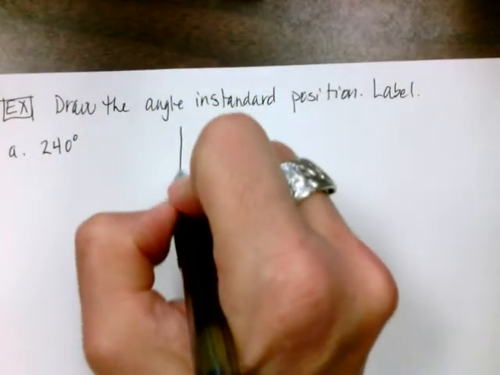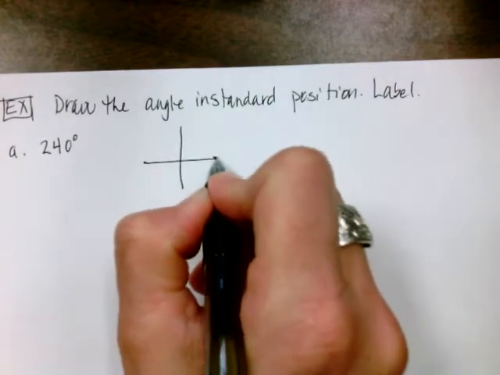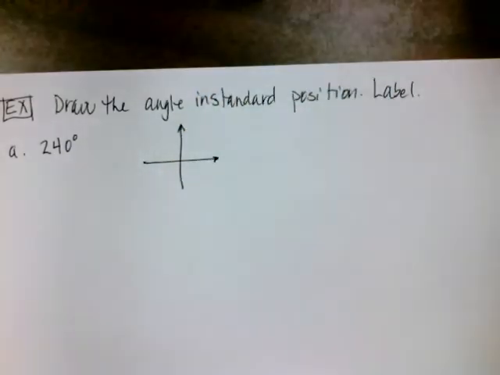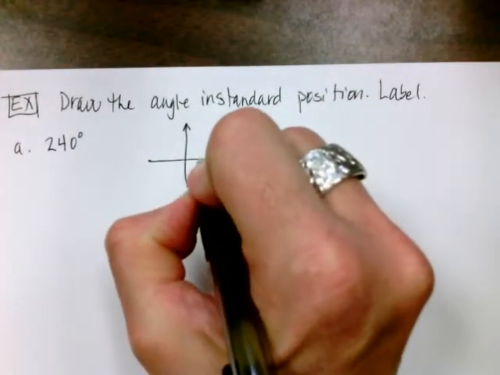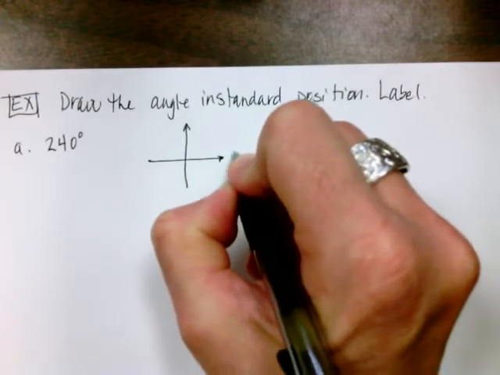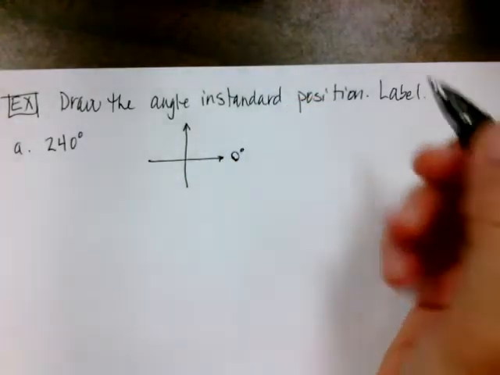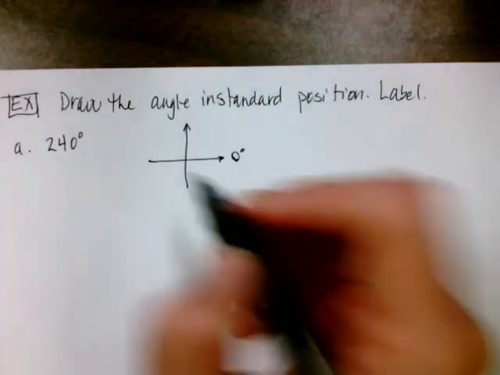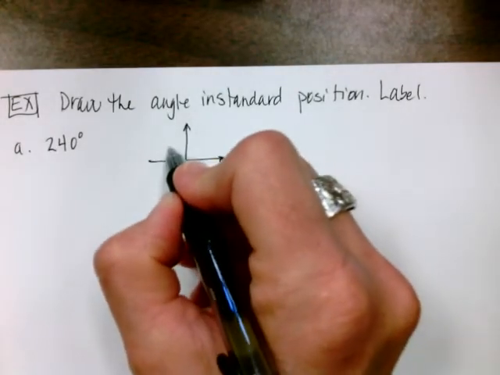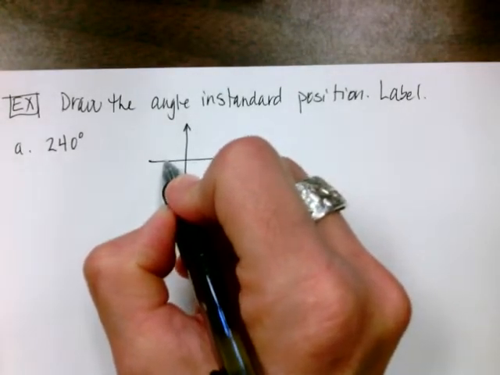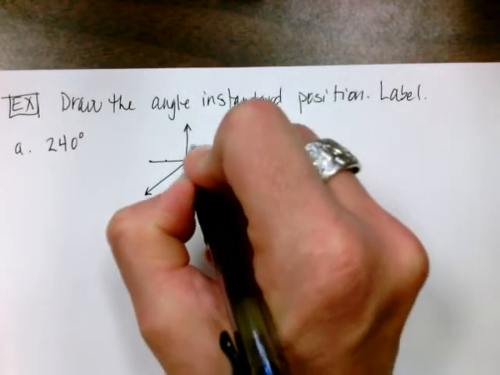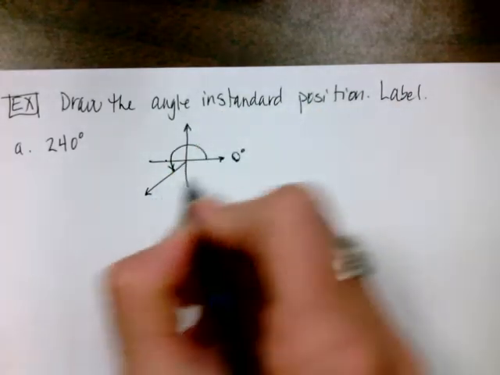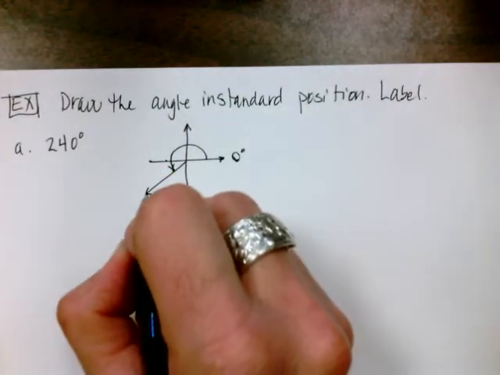Did I mention? Always start with a little coordinate system. This is what I'm going to expect to see on your papers. I always start at 0 because this is the standard position. Remember, that's my initial side. And I'm going to go 240 degrees. So I go 90, 180, and 180 plus 60. So my angle is going to end up in the third quadrant. This is the initial side. This is the terminal side.